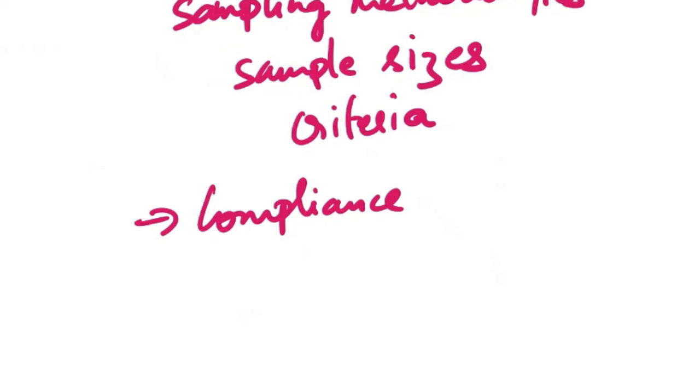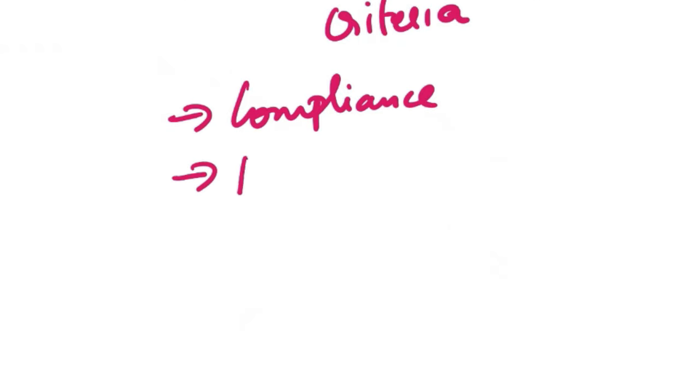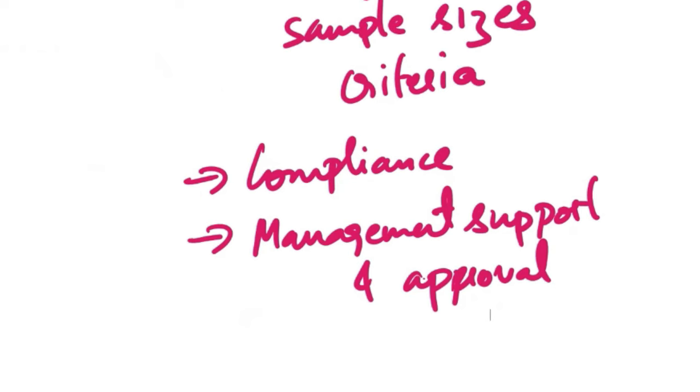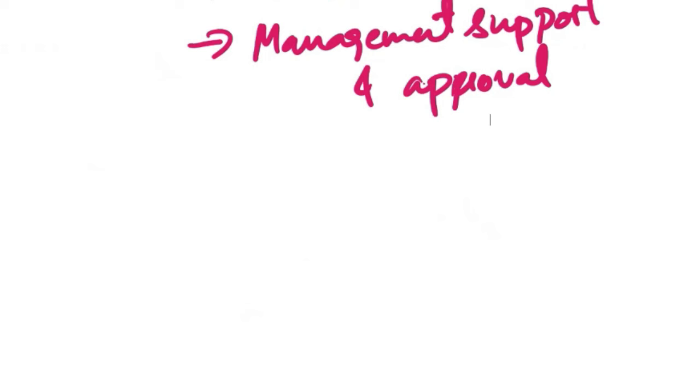plan or procedures. Next is to seek management support and approval for the audit plan, objectives, and scope. Present the audit plan to key stakeholders, including senior management, audit committees, and relevant department heads for review and endorsement. Also, make sure that you address any feedback or concerns raised by stakeholders and incorporate necessary revisions into the audit plan. So these are the items to consider in planning the audit.